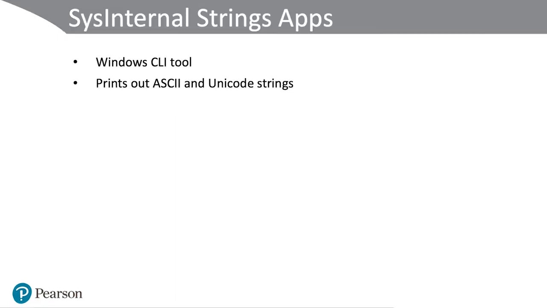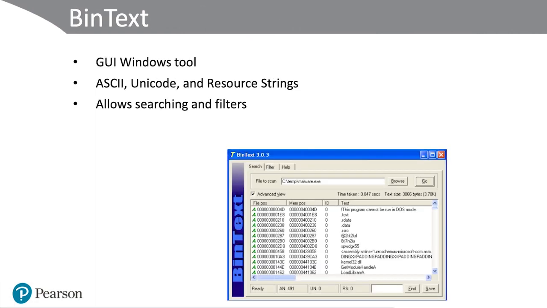There are different applications. Sysinternals Strings is a popular one. It's a Windows command line tool, and it prints out both ASCII and Unicode strings. BinText is actually one of my favorite tools, just because it's an easy tool to use. It's a GUI-based tool that lets you examine ASCII, Unicode, and even resource strings, and it has some nice search filtering capabilities.